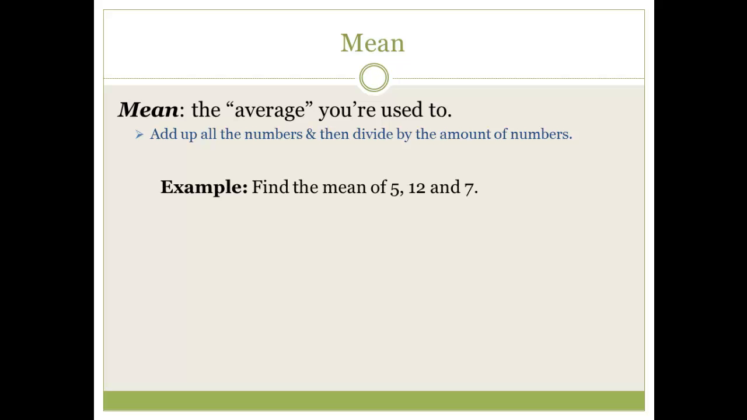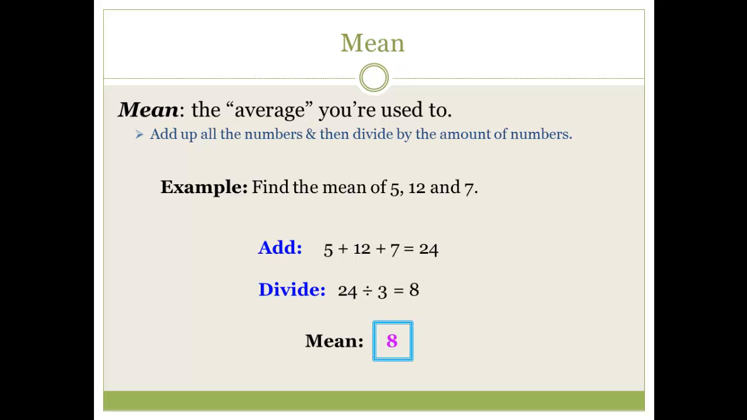For example, find the mean of 5, 12, and 7. Let's first find 5 plus 12 plus 7, which is 24. Then divide by the amount of numbers, which is 3. 24 divided by 3 gives you 8, so our mean, or average, is 8.